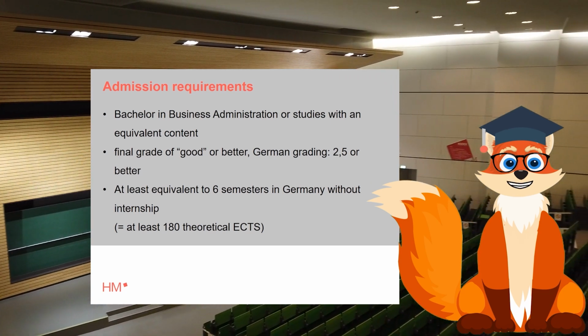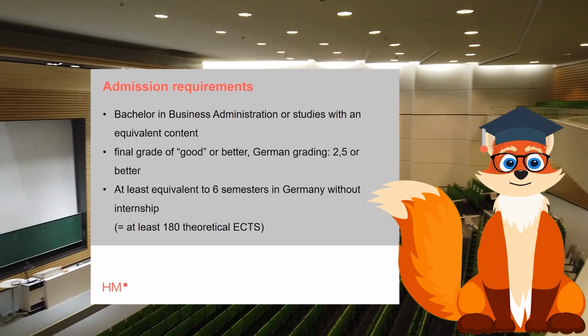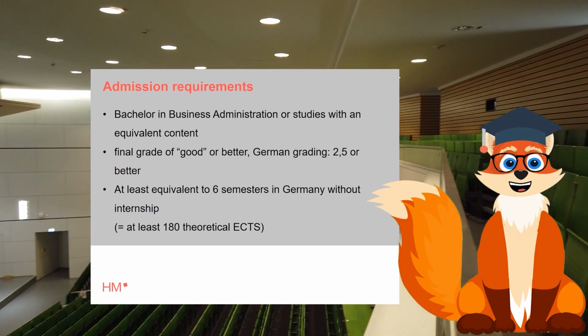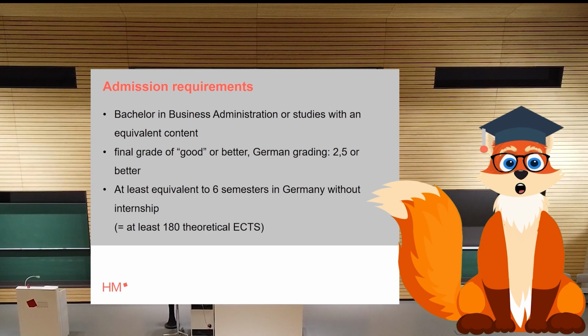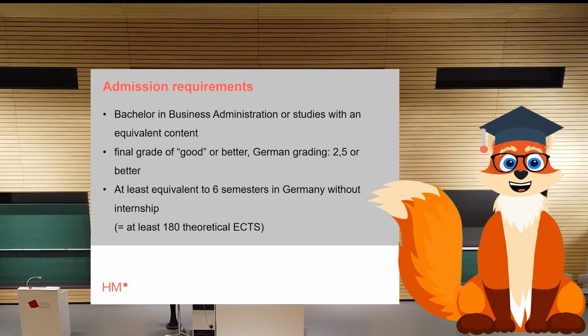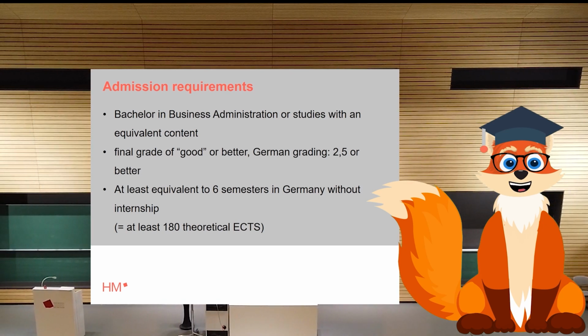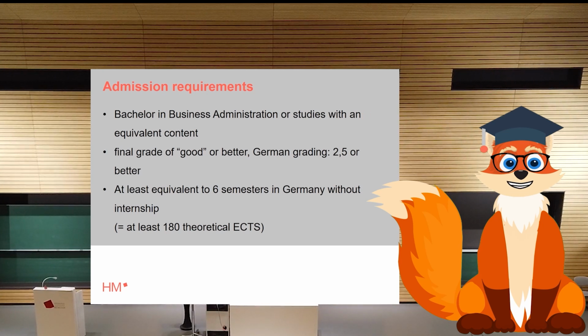Secondly, your final grade should be at least good, which would be a German grade 2.5 or better. And your bachelor program has to be equivalent to at least 6 theoretical semesters. What does theoretical mean? It means that it does not include ECTS points from an internship. In your bachelor program, you must have earned at least 180 ECTS points, better still, 210 ECTS points.